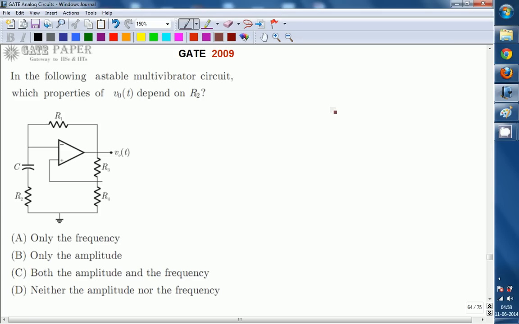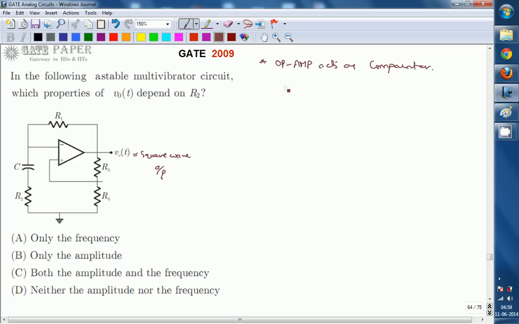So, it is an astable multivibrator circuit. An astable multivibrator circuit produces a square wave output. So V0 of t is going to be a square wave output. The magnitude of the square wave output is going to depend on the operation of this op amp. Now here, the op amp in this astable multivibrator acts as a comparator.